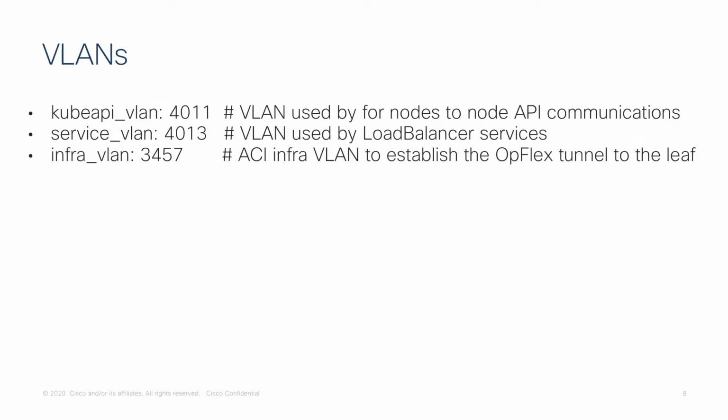We also need 3 VLANs. Kube API is the VLAN for the Kube node. Service VLAN is used as part of our PBR redirection. And lastly, we need to tell ACI CNI what our infrastructure VLAN is. Now, let's jump into the CLI and start configuring.